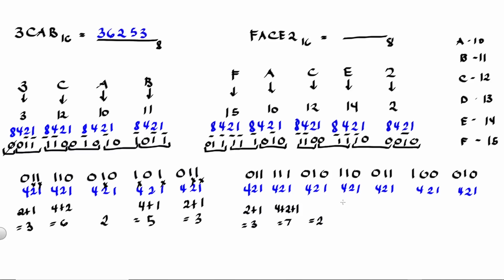Next we have 4 and 2, which is equal to 6. Then 2 and 1, so this is 3. And we only have 4, so this is 4. And we only have 2, so this is 2. So FACE2 in hex is equivalent to 372-6342 octal. So for our final answer, we have 372-6342 octal. So that's how we convert hexadecimal number into an octal number.